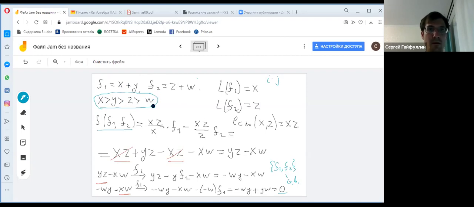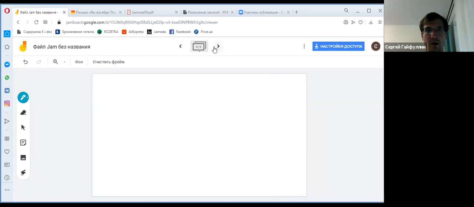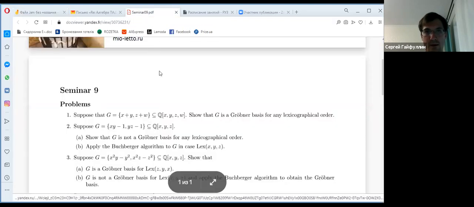But this situation is not always. This is just because our polynomials are rather symmetrical. But in common situation, if you have a Gröbner basis for some ordering, it can be not a Gröbner basis for another ordering. Okay, let us proceed with task number 2.